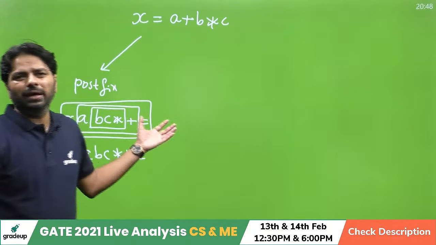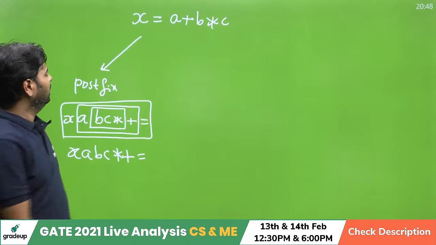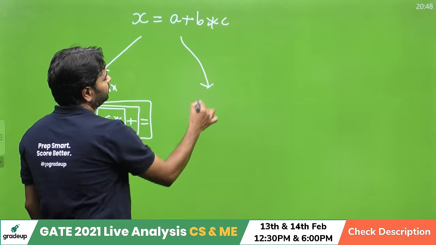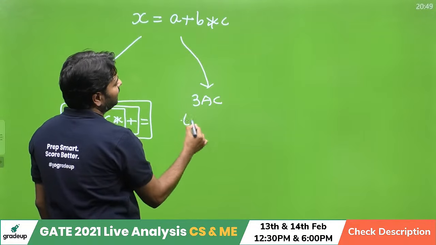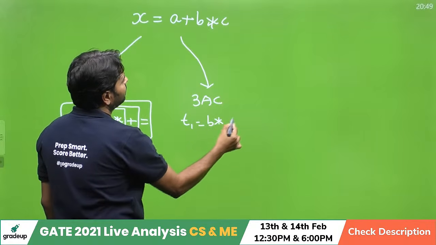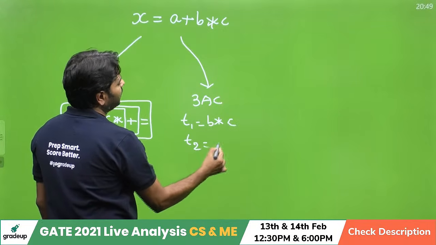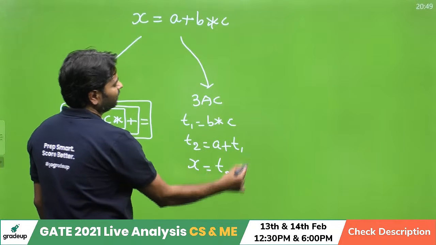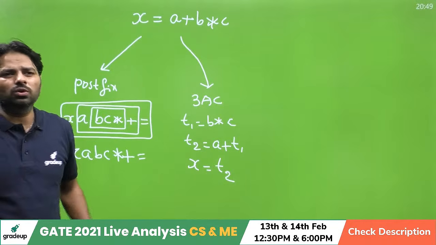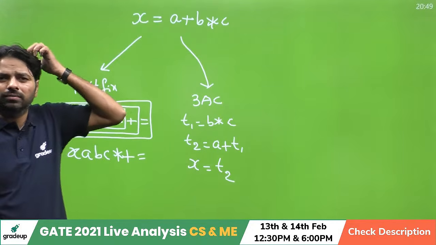Yeah, that's very easy. You might have studied this in data structures too. And if you want to write three address code, first you may calculate T1 is equal to B star C, and T2 is equal to A plus T1, and X is equal to T2, whatever. But it's not the best three address code. You can write the best three address code later on.